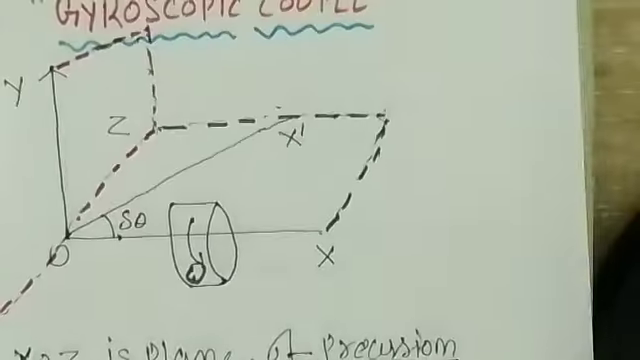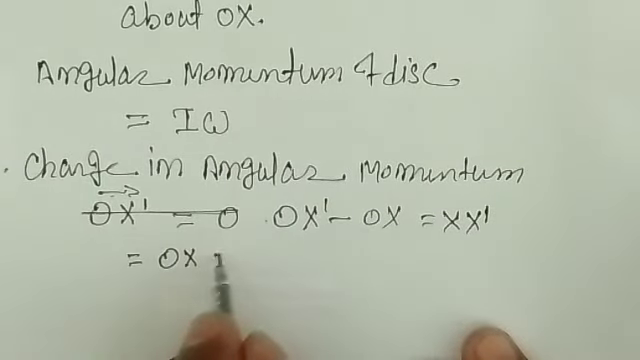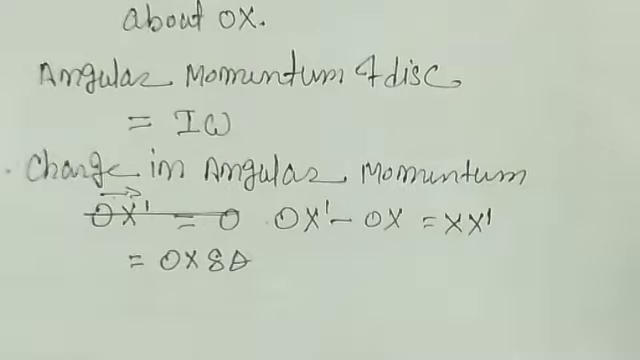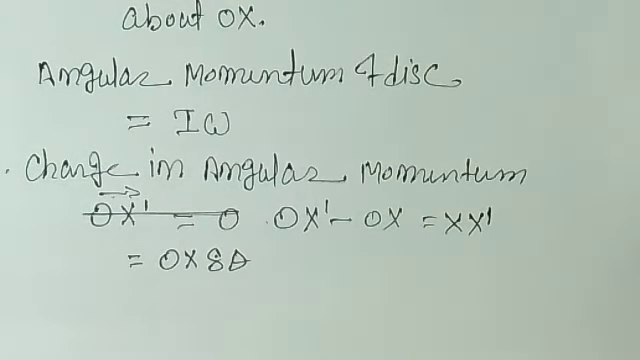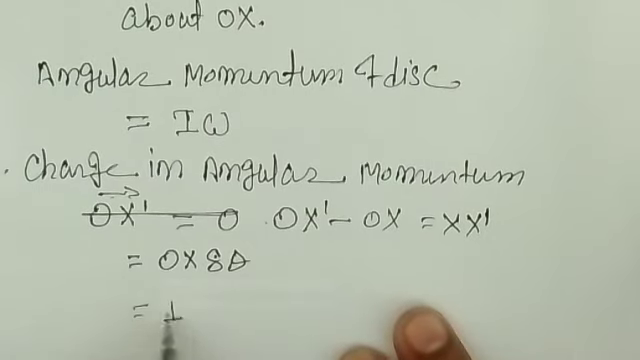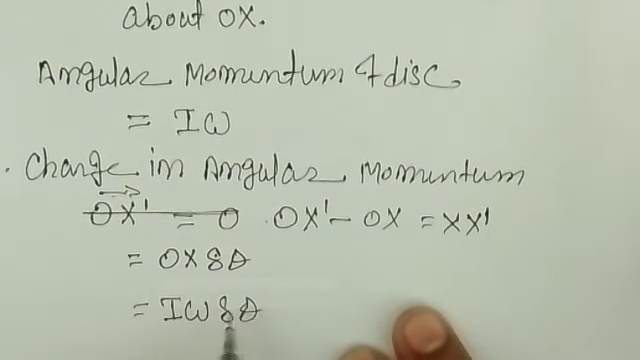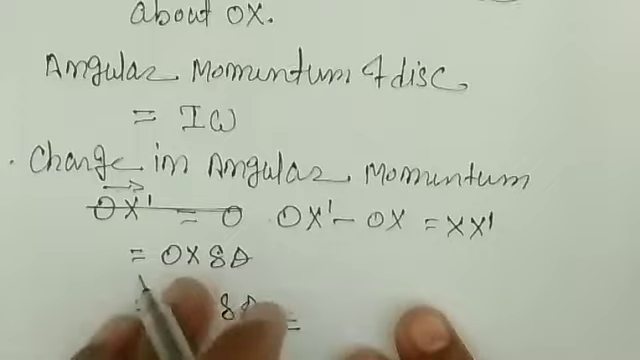This is the xx dash. So then we can say that xx dash is equal to what? That is Ox delta theta, right? So this is the change in angular momentum, right? And further you can write that it is equal to I omega delta theta. So this is the change in angular momentum we got.